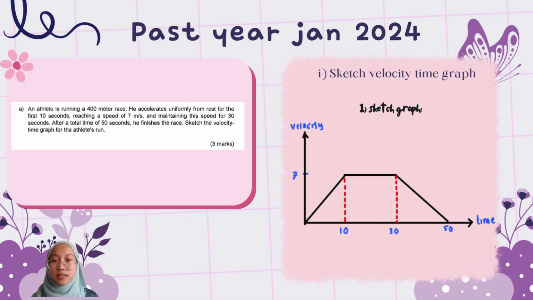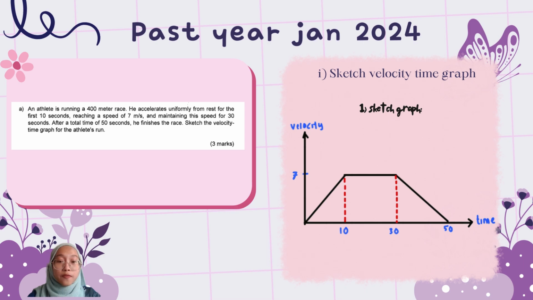For the first question of January 2024, which is 3A, an athlete is running 400 meters. He accelerates uniformly from rest for the first 10 seconds, reaching a speed of 7 meters per second, and maintaining this speed for 30 seconds. After a total time of 50 seconds, he finished the race. Sketch the velocity time graph for the athlete's run. So for the first question in January 2024, it also asked us to sketch the velocity time graph.